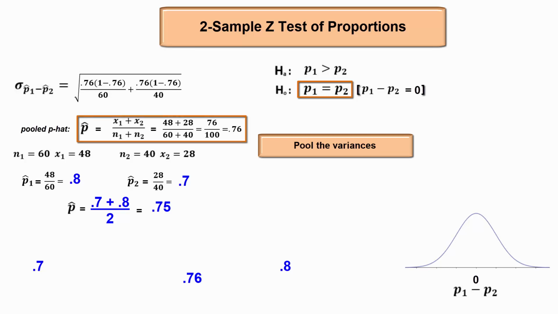We do this by pooling the samples together to estimate the same proportion, and pooling automatically assigns more weight to the greater sample size.